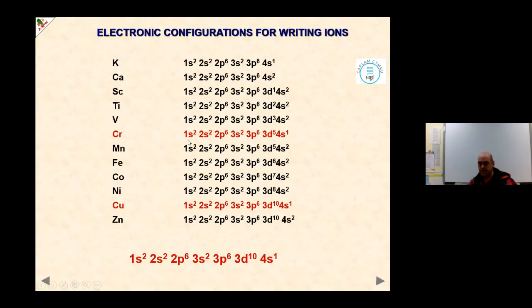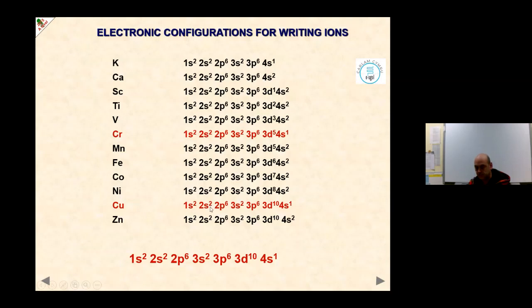Okay, so those are your configurations. Now you'll notice when I write my configurations, even though I'm aware of the 4s orbital filling before the d orbitals, I write them in this order. You don't have to. You could put the 4s before the 3d, but it's going to actually help you if you don't. So try and keep your energy levels together.